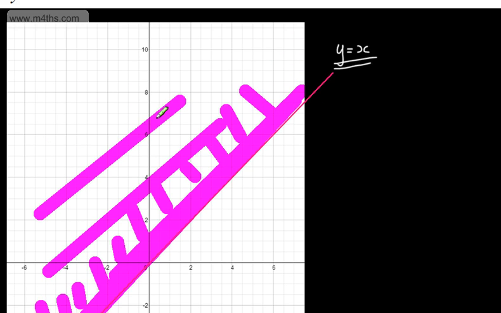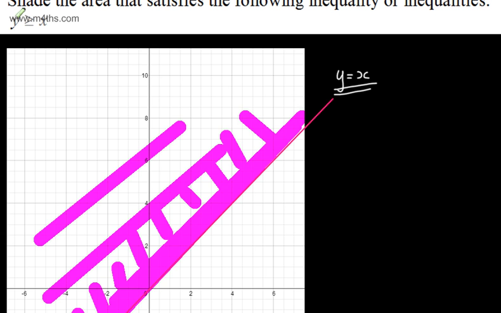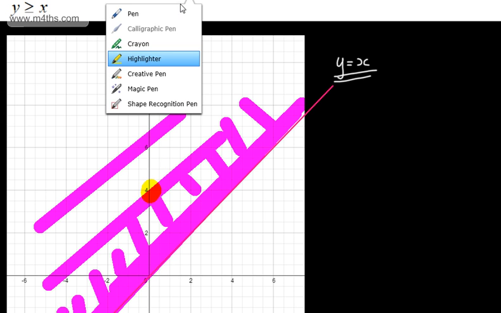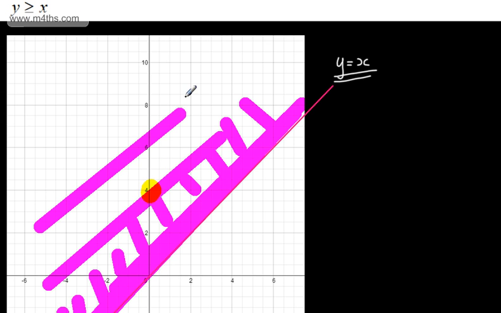So the way I like to do this, instead of necessarily saying that it's going to be above the line, I like to think to myself, let's test a point. So I'm saying that this point right here is in the interval, or in the region. So if we look at the coordinates of that point, the coordinates are going to be 0, 4. X is equal to 0, y is equal to 4. We can quite clearly see that 4 is bigger than 0. So this is the correct one.